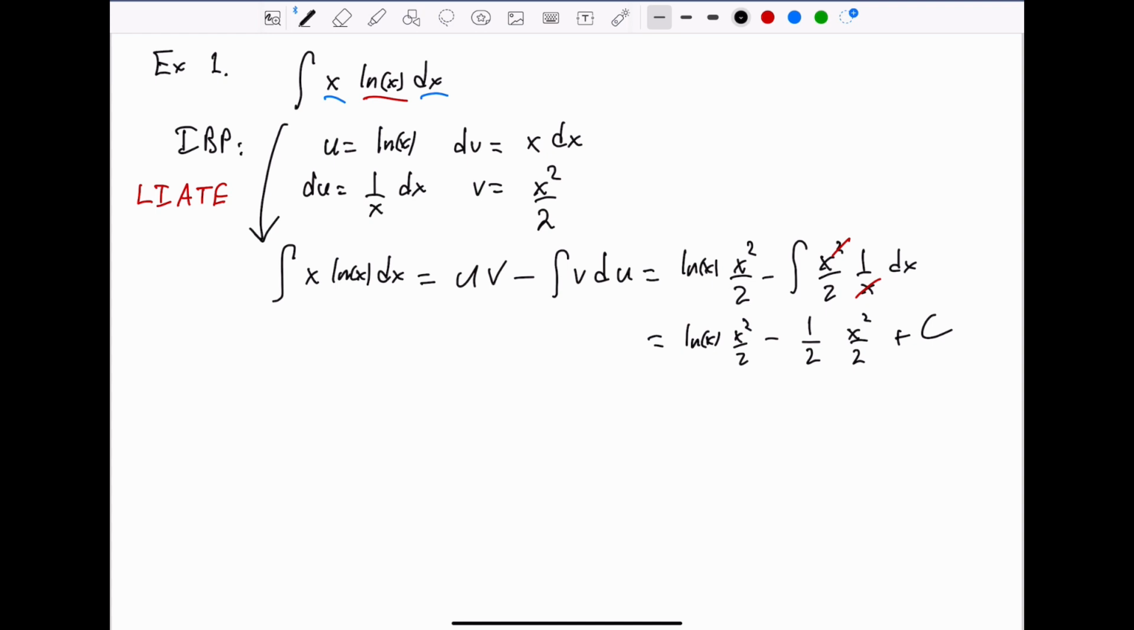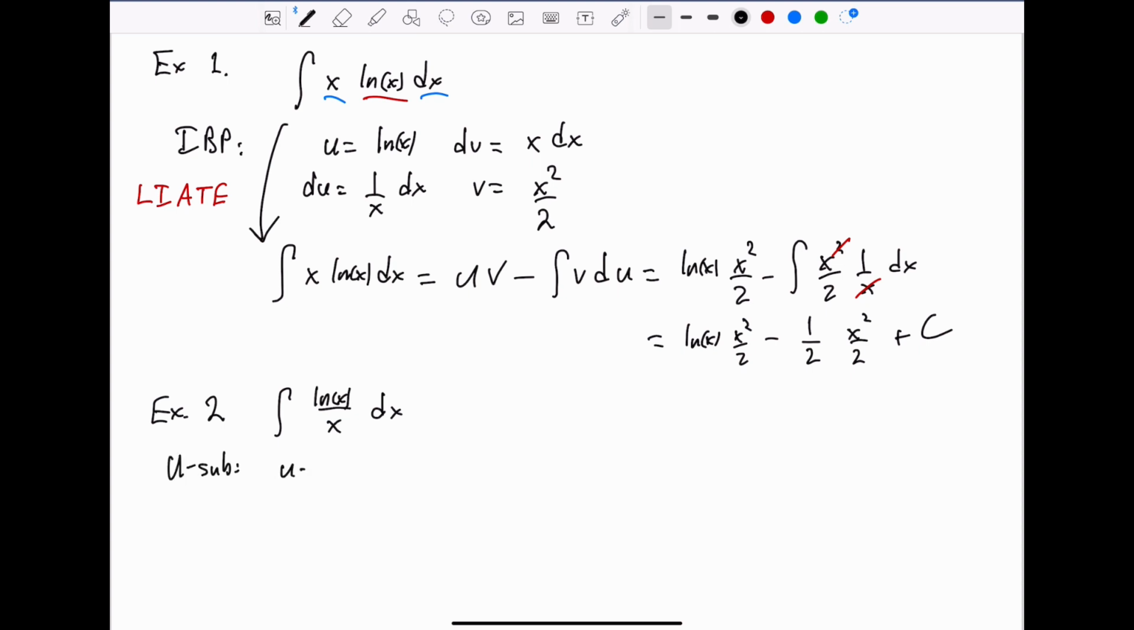Let's take a look at example 2. Example 2 looks fairly similar. We have the integral of the natural log of x divided by x. So we might be tempted to try integration by parts again, and that could work, but there is a better method. I'm noticing that natural log of x has a derivative of 1 over x, and I have a 1 over x in the integrand. So I'm going to think of integration by substitution.